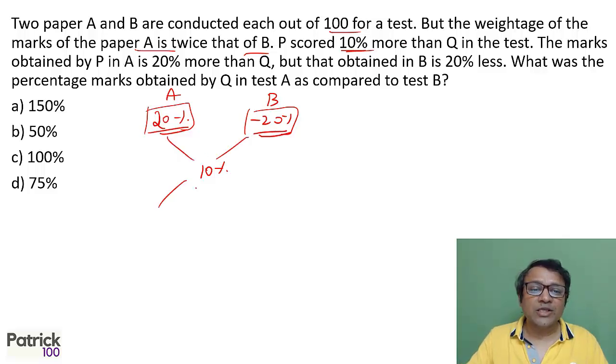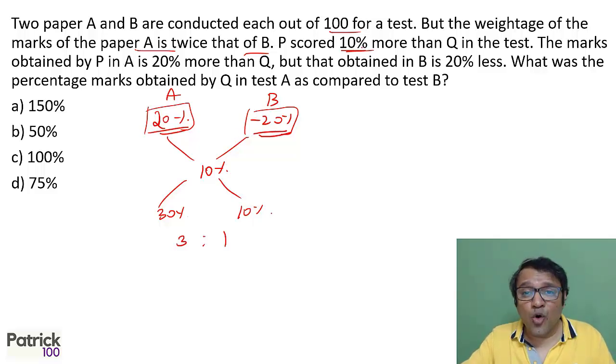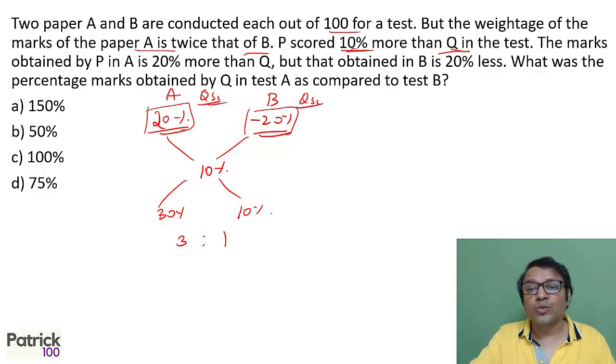So you can do allocation. When you're mixing two quantities, you can do allocation. So 10% out here, 30% out here. So technically the ratio is 3:1. And this more than, the weightage is the Q score. Remember that, because it's compared with Q. More than Q and less than Q. So technically, weightage wise, Q score has to be 3:1.